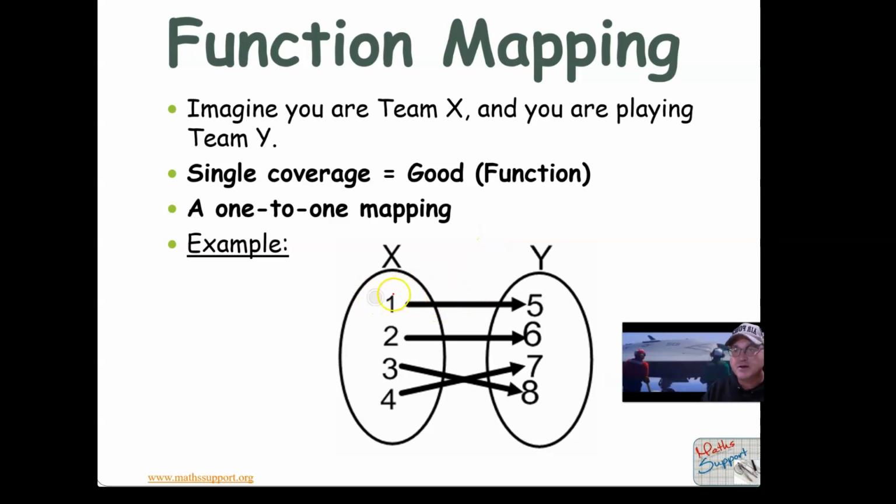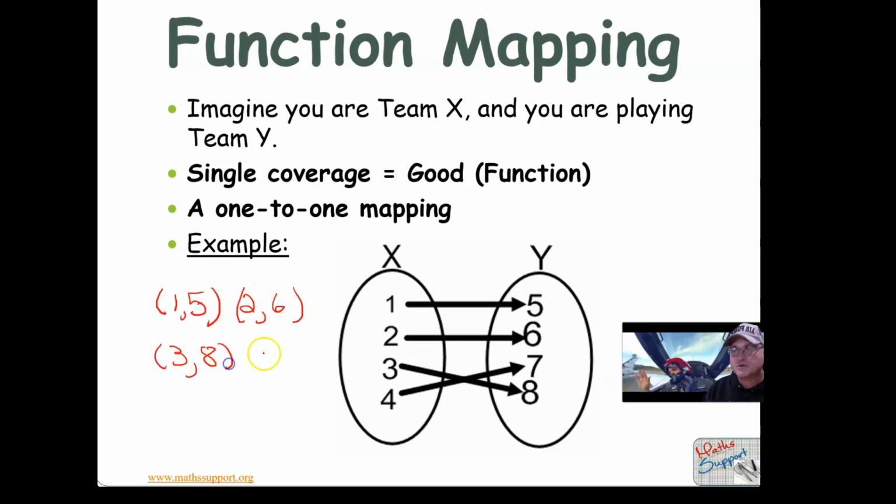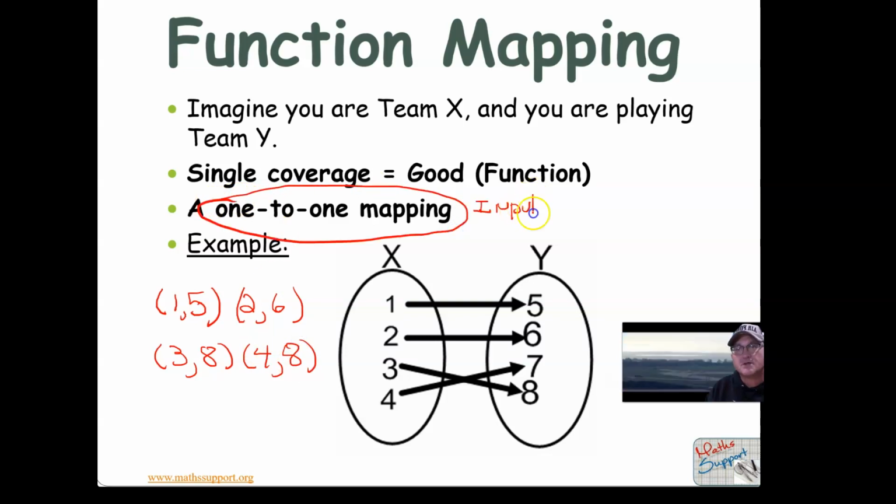Okay. There are no repeating x's. So if I wrote out these in terms of ordered pairs, none of the x coordinates repeat, and none of the y coordinates repeat as well. So no repeating x's, no repeating y's makes it one-to-one. Inputs, or the x's, do not repeat. Outputs do not repeat. That is a one-to-one.